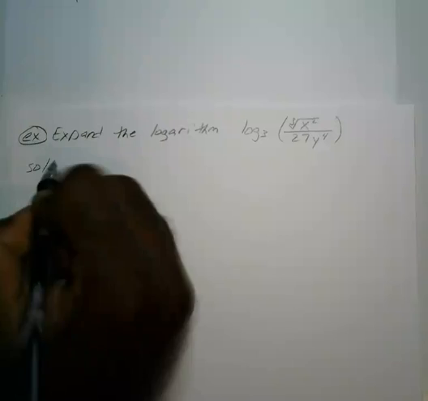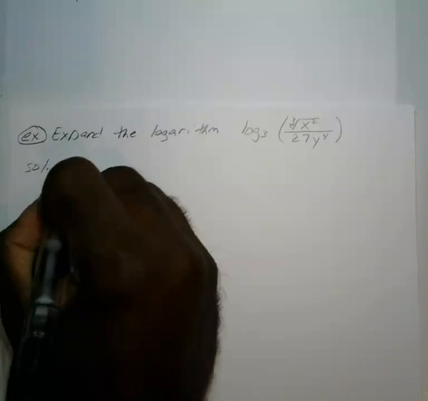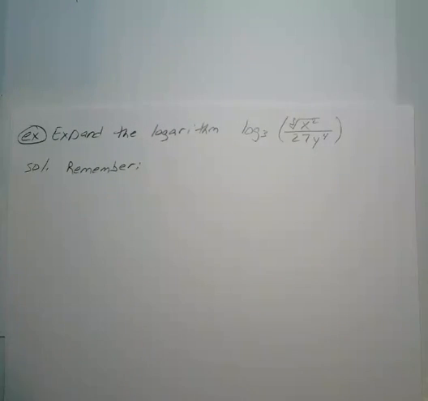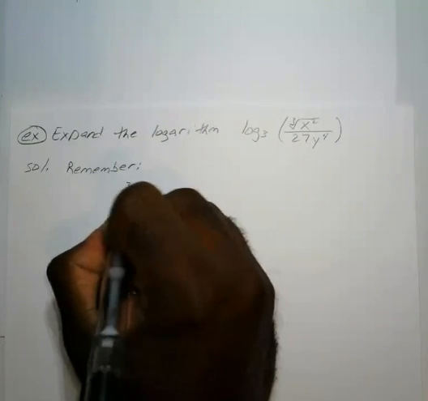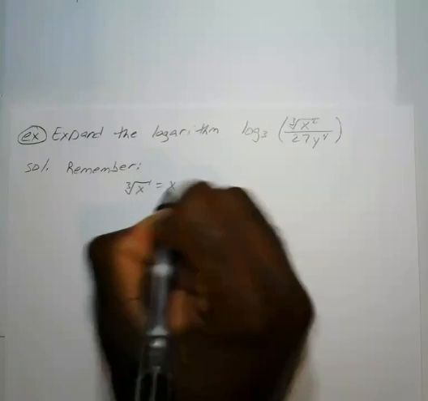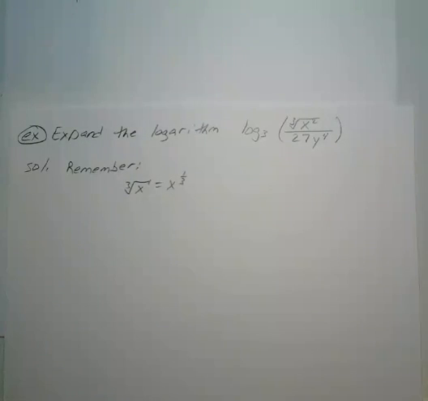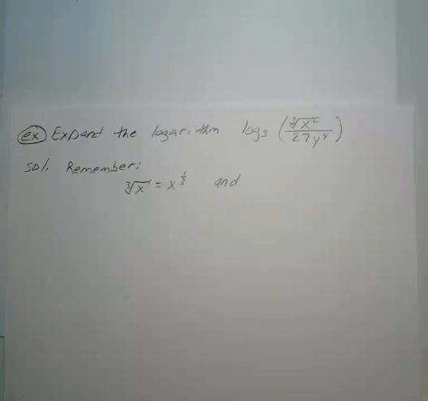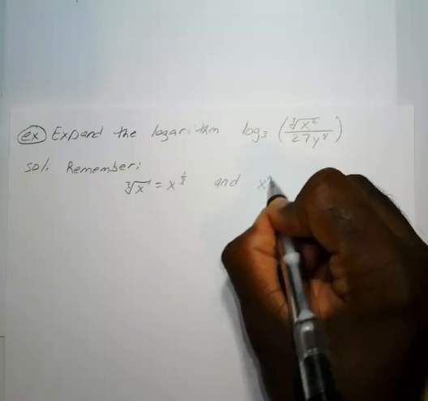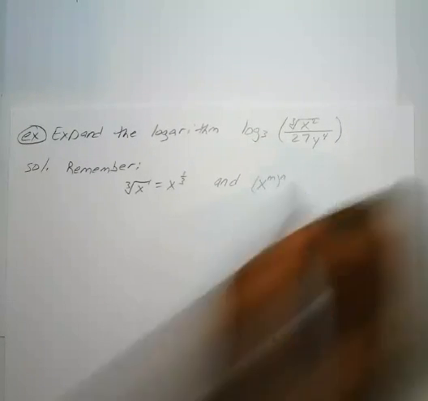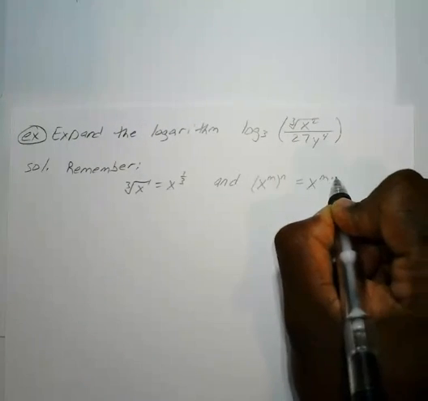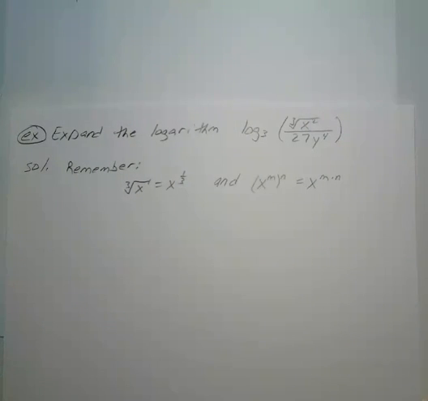Okay, before we actually get started, we want to remember some of your exponent rules. First, remember that the cube root of x is equal to x to the 1/3 power. And you also want to remember the exponent rule: x to the m power, raised to the power of n, is equal to x to the m times n.